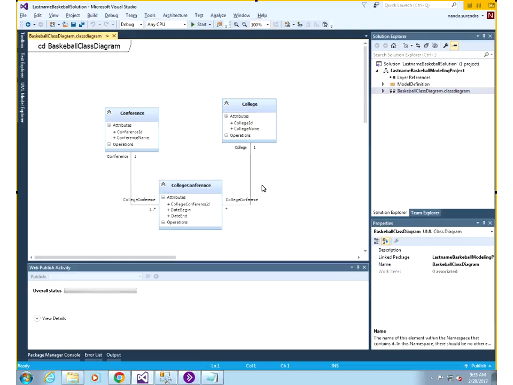Everything that you take from college conference, what does it tell you? Every instance of college conference is what? How does it associate? What's that? It's associated with the conference ID. No. Okay, you have to pay attention. You have to think through it.